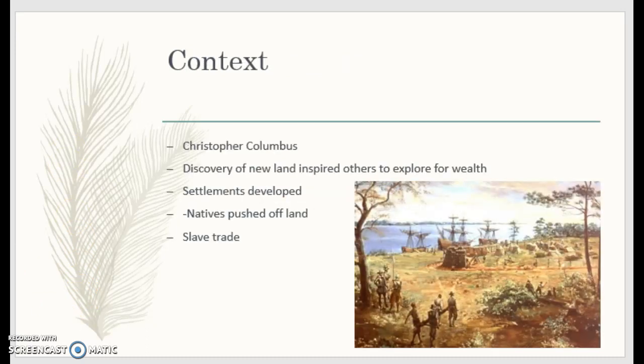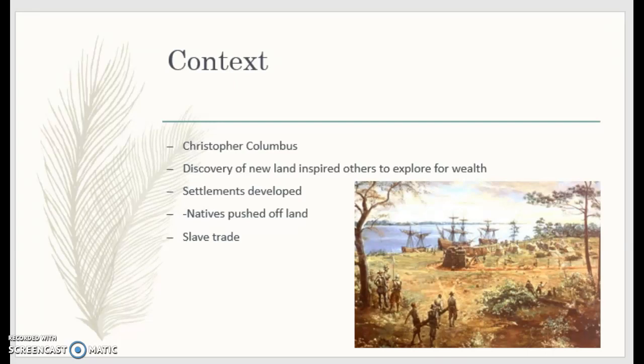So the context, the history that was going on. Christopher Columbus begins a journey with the hopes of arriving in Asia by traveling east instead of going around Africa. After the discovery of the new land, many other explorers began to arrive in the hopes of finding riches to take back to their native country.